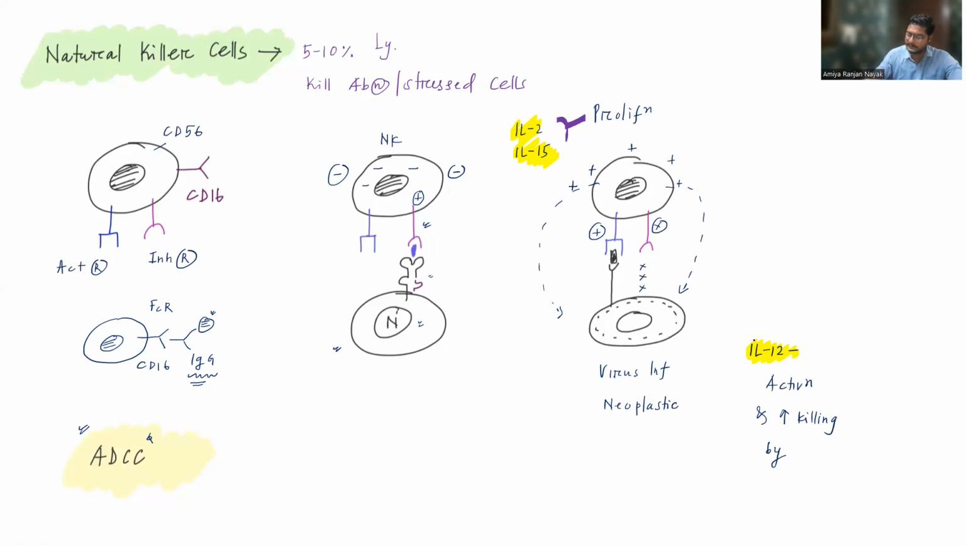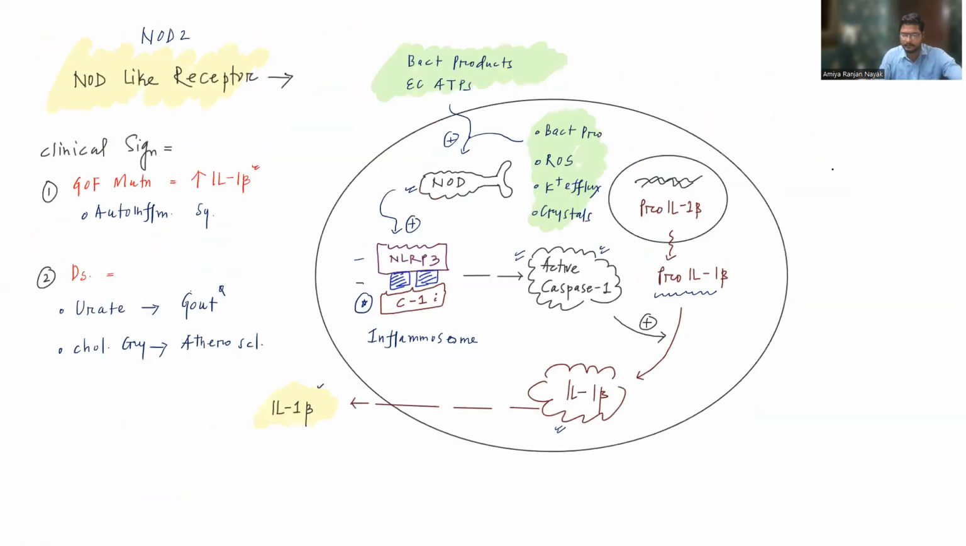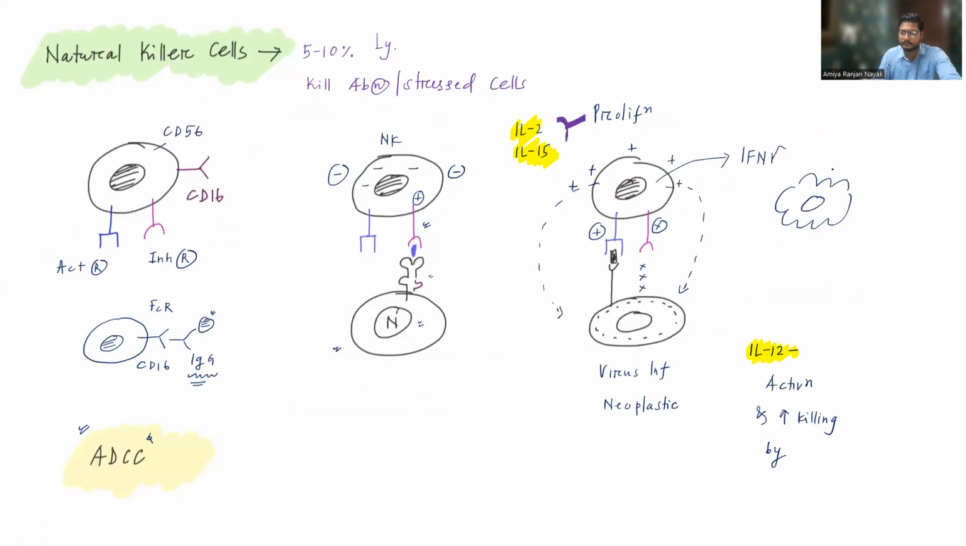Apart from this, sometimes the NK cells are going to produce certain cytokines like interferon gamma. As we all know, the predominant function of interferon gamma is to activate and recruit macrophages, and these macrophages can come and phagocytose the abnormal cell. So these are the properties and functions of natural killer cells.